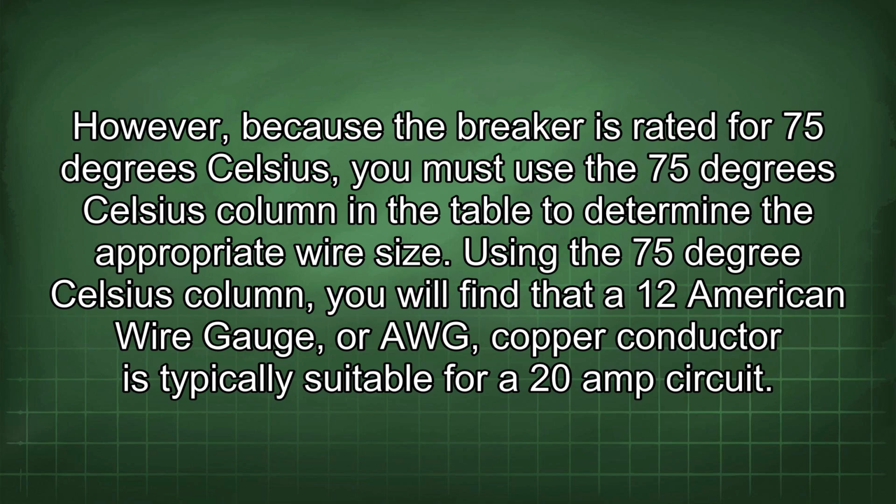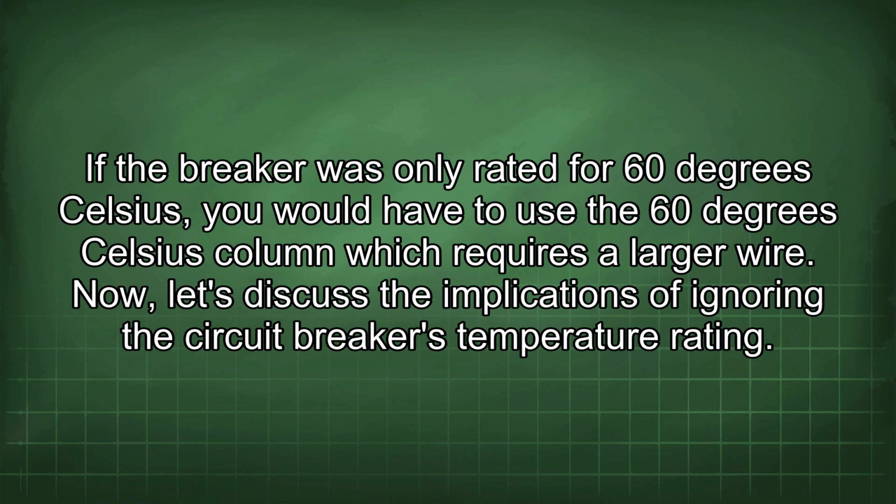Using the 75 degrees Celsius column, you will find that a 12 American Wire Gauge, or AWG, copper conductor is typically suitable for a 20 amp circuit. If the breaker was only rated for 60 degrees Celsius, you would have to use the 60 degrees Celsius column, which requires a larger wire.